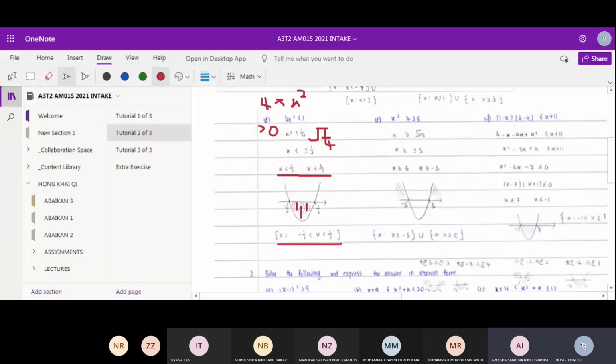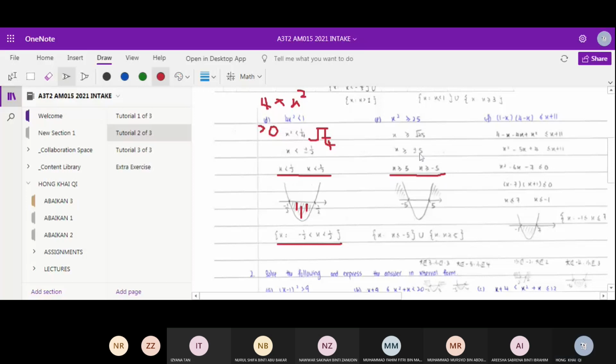So we move to question E. X squared is more than or equal to 25. You move the square to the right hand side, it becomes square root. So the square root of 25 will give positive and negative 5.